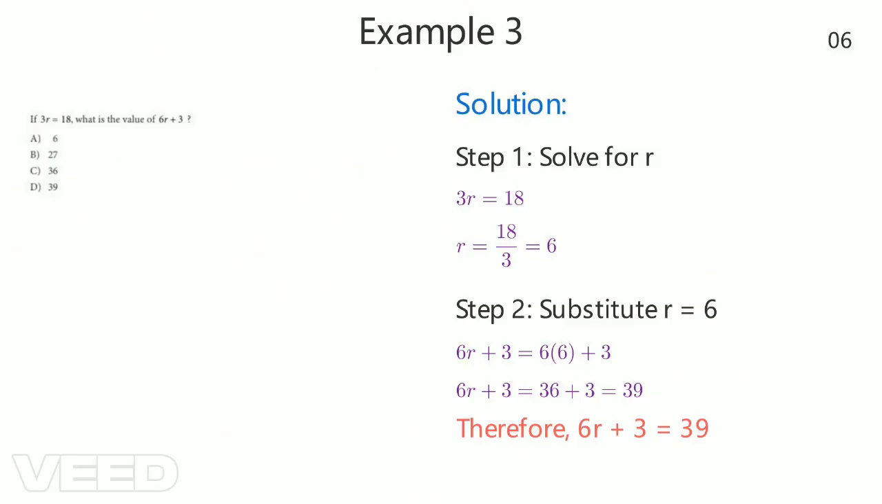Now that we know r equals 6, we substitute this into the expression 6r plus 3. That gives us 6 times 6 plus 3, which is 36 plus 3, and that equals 39. Remember, on the SAT, these types of substitution problems are designed to be straightforward if you follow the process step by step. Don't let them trick you into overthinking.